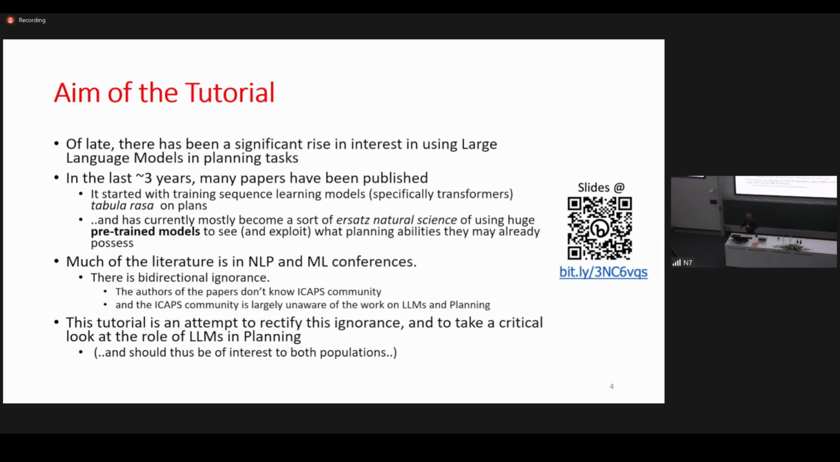And so people have started writing papers on this. As I said, most of that has been written in the NLP and ML conferences. And there's kind of a bidirectional ignorance going on here.